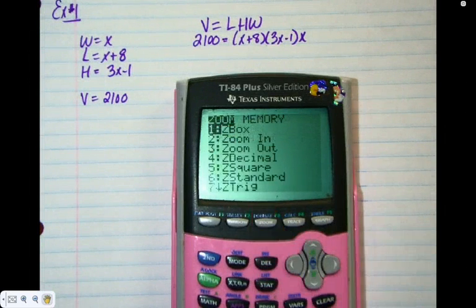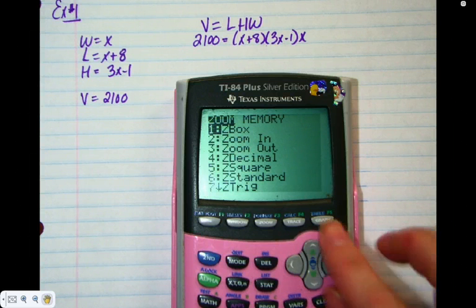Go into Zoom. Now we usually pick Zoom standard. The problem is the Zoom standard goes from -10 to 10. Can a volume be negative? No. Can a height be negative? No. So we don't need the negative part. Do you think with a volume of 2100 that the dimensions are all going to be less than 10? Probably not. So what you can do is Zoom standard, then change your axes.